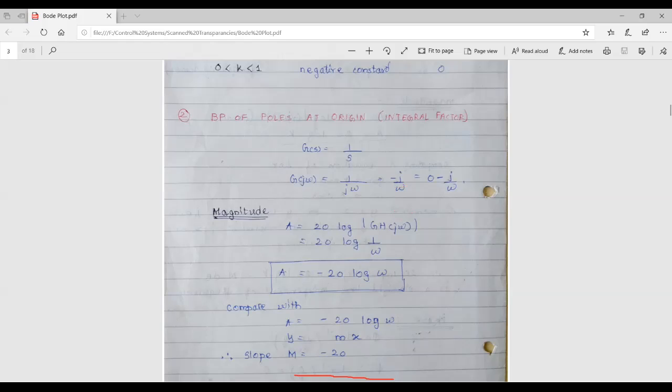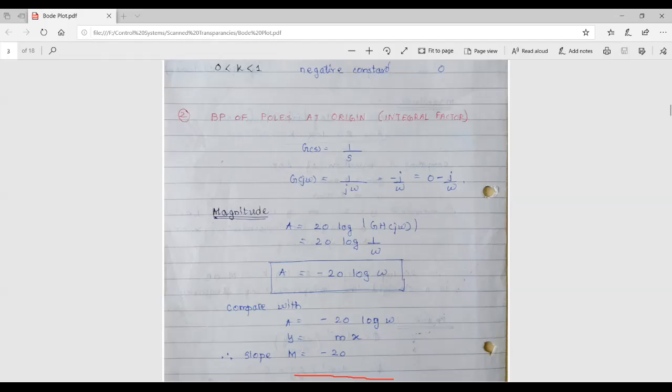I think all of you are well conversant with imaginary numbers. So 1 upon imaginary number is equal to minus of that imaginary number. So g of j omega is equal to 1 upon j omega. Now if you need to calculate the magnitude, it would be 20 log of the magnitude of minus j upon omega.